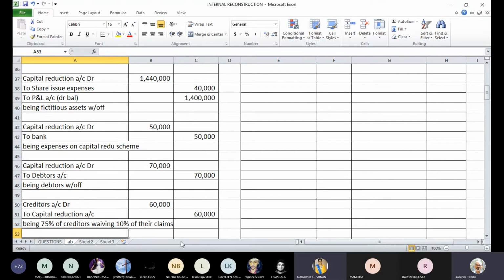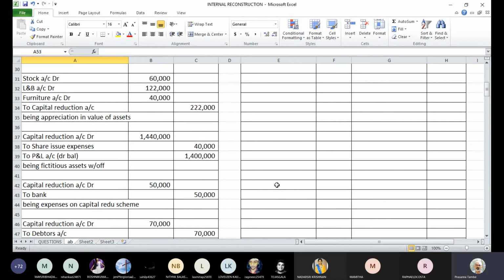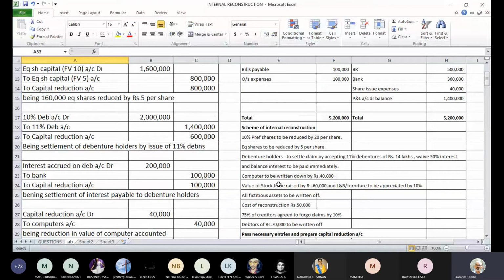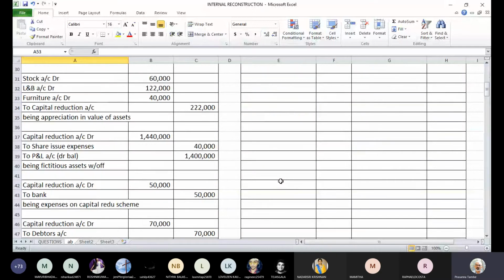Yes, sir. Okay. Now we have to go ahead with the next adjustment. I think that was the last adjustment. So all adjustments are done. Now one entry is left, and that is transfer of balance in capital reduction account to capital reserve. Because any credit balance, if it is left in capital reduction account, that will be transferred to capital reserve account. So we have to now prepare capital reduction account. We will find out the balance and then only we can pass that entry.